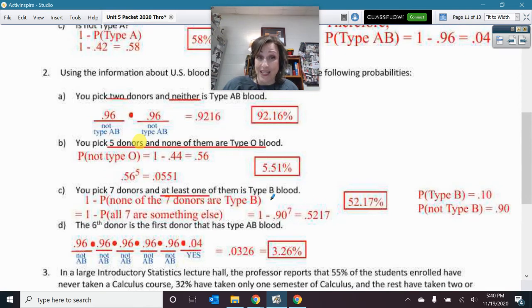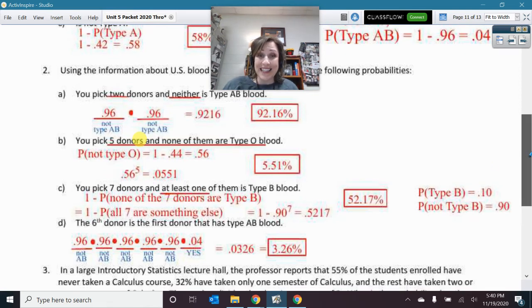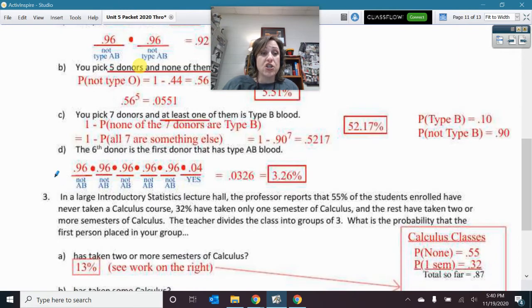Now you're going to pick 7 in this one, and you want at least one of them. So the probability of at least one is 1 minus the probability of none. Now let me look at some details here. We're picking 7, so I need at least one of these 7 donors to be type B blood. So 1 minus the probability that none of these 7 donors are type B blood.